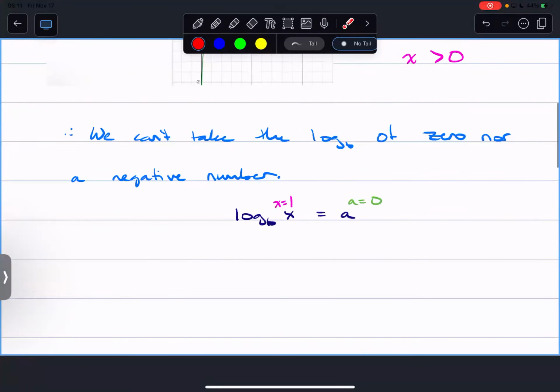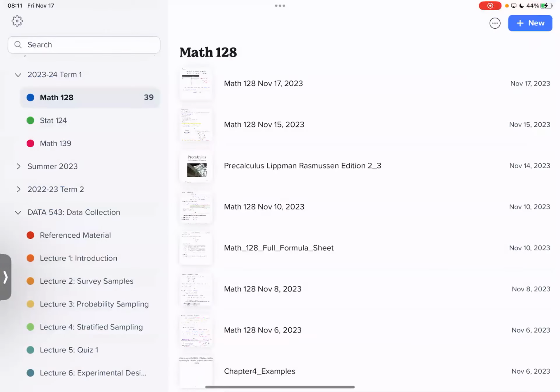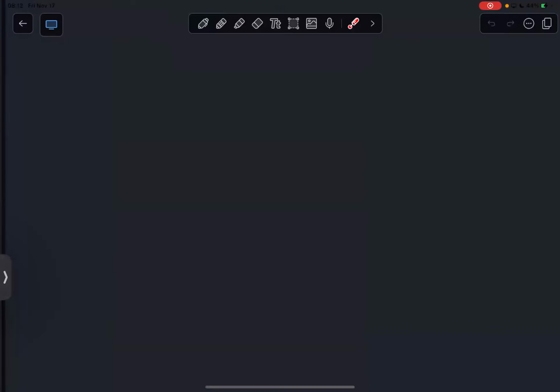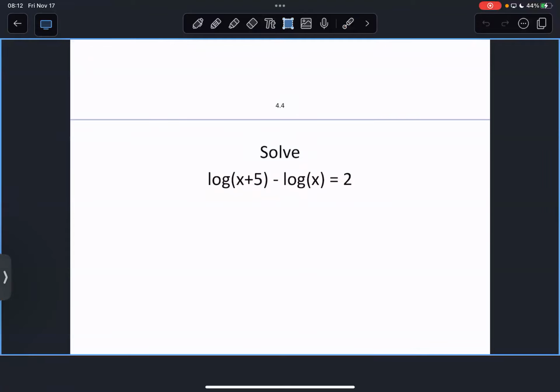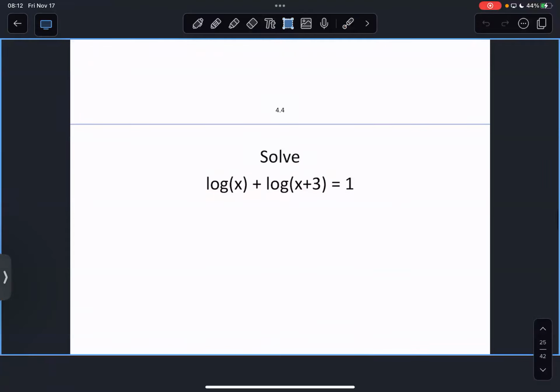Okay. Let's see an example here. 4.4 is part of the midterm. Yes. Where's it? Oh. Nice and slow today. Okay, so that's the one that we did. How about we do this one?